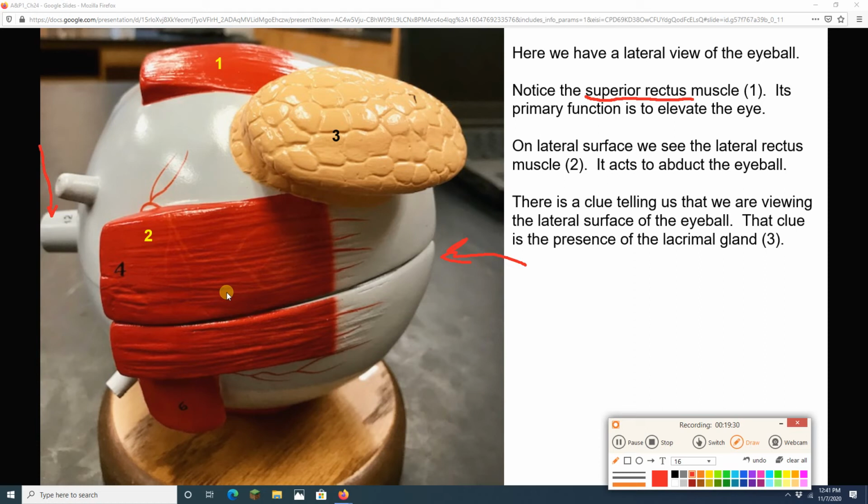Now you might wonder, how do I know this is lateral? How do I know this side is lateral? This is the big clue. This is the lacrimal gland. The lacrimal gland is always lateral.